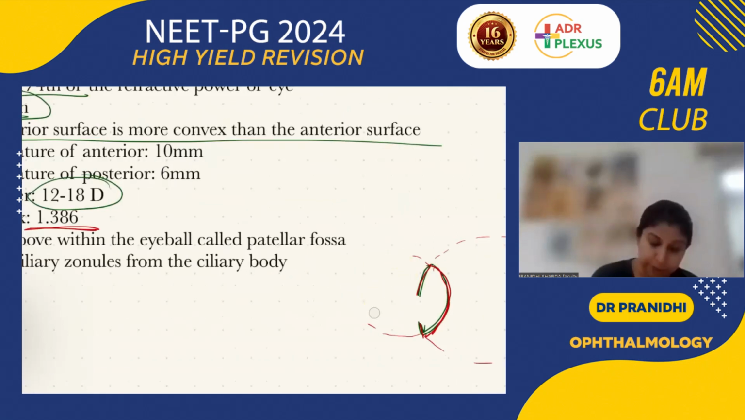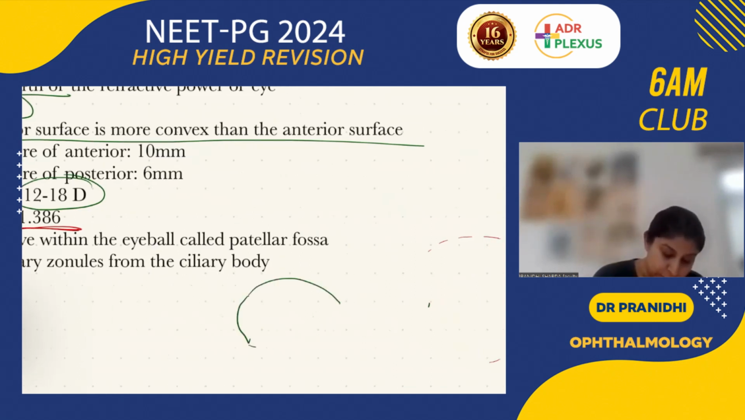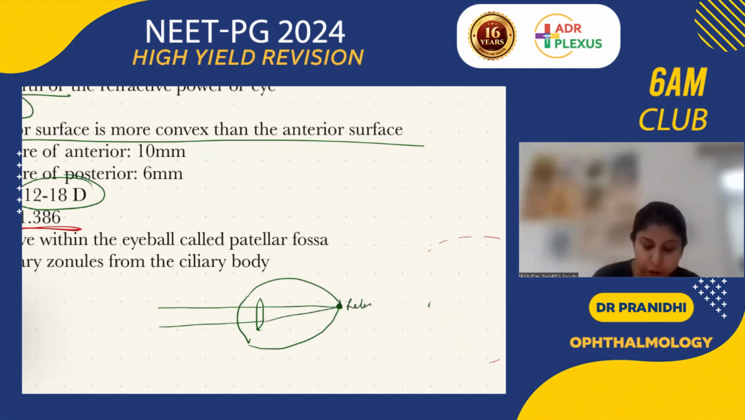What basically refraction is, what is the function of the cornea and the lens. So this is my eyeball, this is my lens. The function of the cornea and the lens is to refract the parallel rays of light coming from a distant object to the retina, to let them focus on the retina. This is the function of the cornea and the lens.